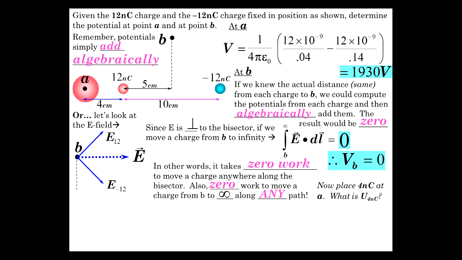Now let's place a 4 nanocoulomb charge at A. There it is, 4 nanocoulombs. What's the potential energy of the 4 nanocoulomb charge? Now in asking that, it's with respect to the 12 and negative 12 nanocoulomb charges that are fixed. You might see right away that the 12 is a lot closer than the negative 12, so the push effect is going to be greater than the pull effect from this one, which means that if you just let this go, it should shoot away from the system.